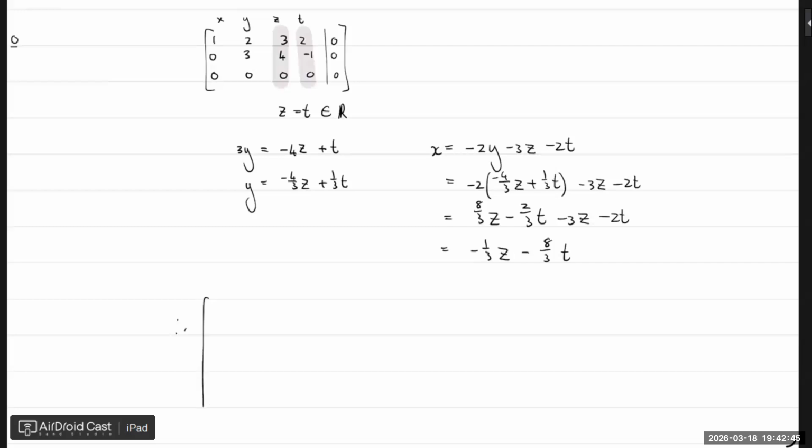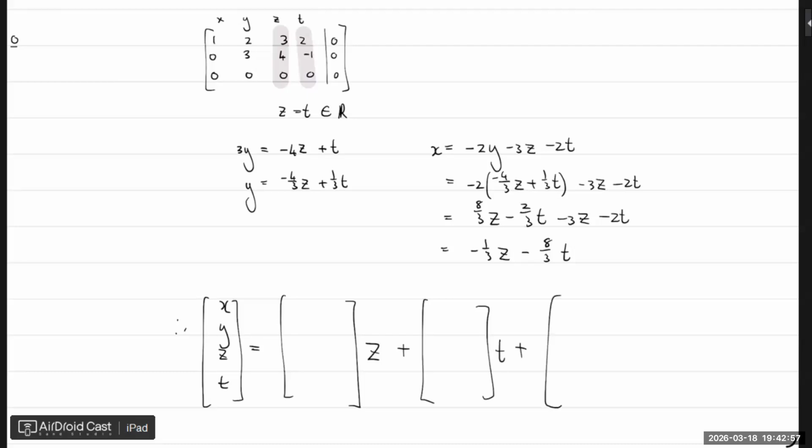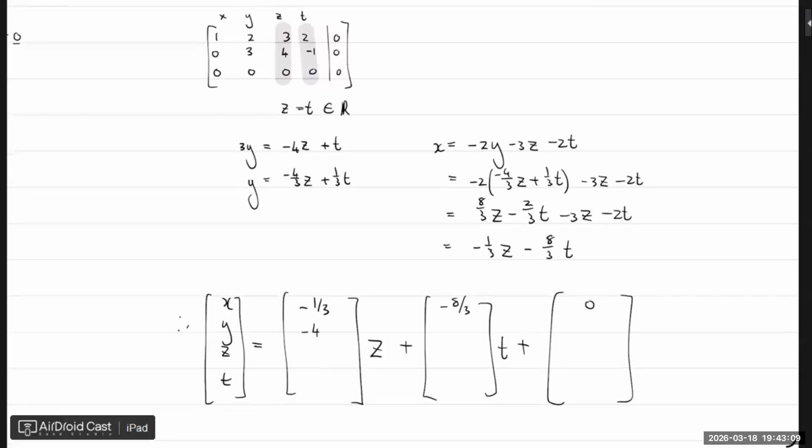So therefore, x, y, z, and t is equal to something z plus something t plus constant. So x is negative a third z minus 8 over 3 t plus 0. Y is negative 4 over 3 z plus a third t plus 0. This will actually just be 0 because it's homogeneous, so it's not necessary to have this in. Z is just Z, and T is just T.